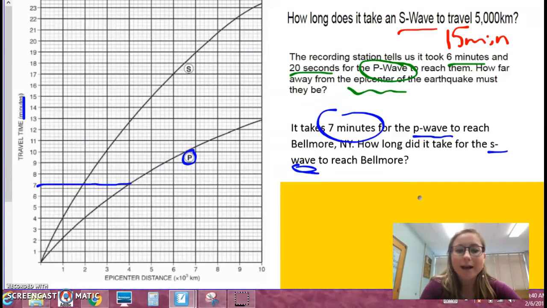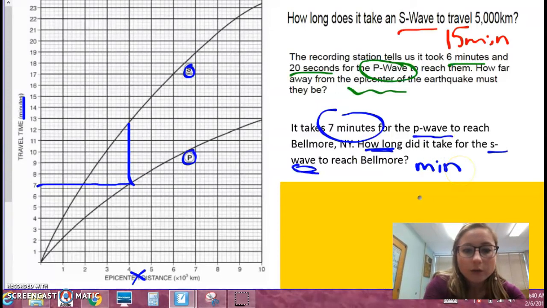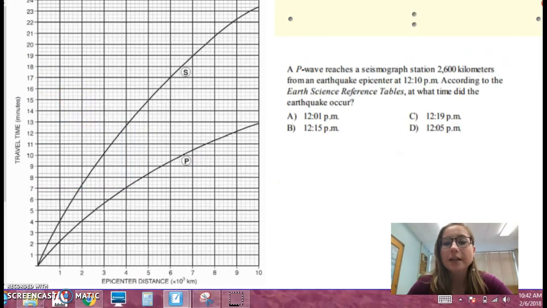So we're not asking anything about epicenter distance here. We want to know about this S wave. So in this case, you have to go up to the S wave and see how long. That's in minutes they're asking for. So we have to go over. Looks like our best answer is 12 minutes and 40 seconds for that. All right, the toughest question yet.